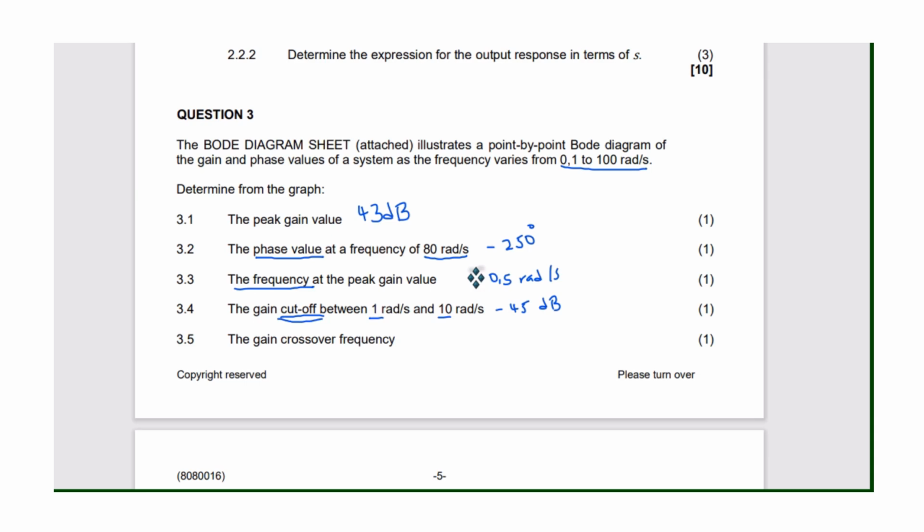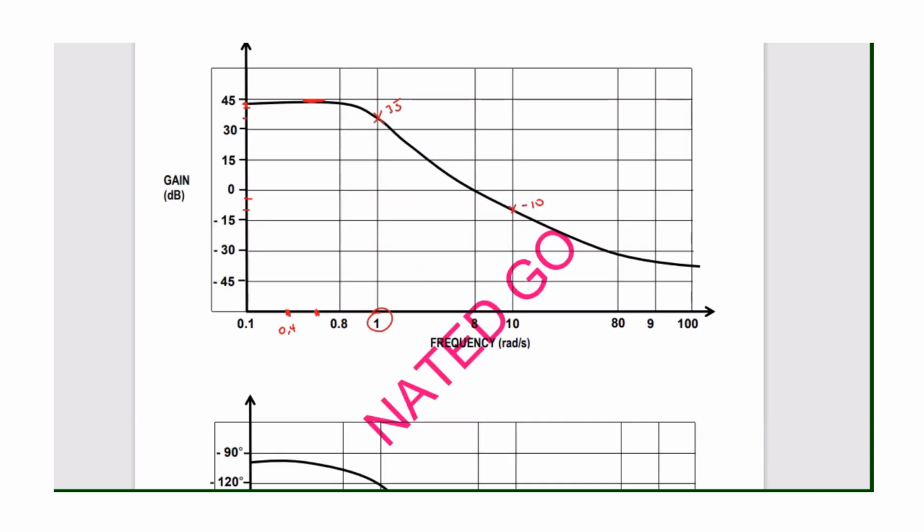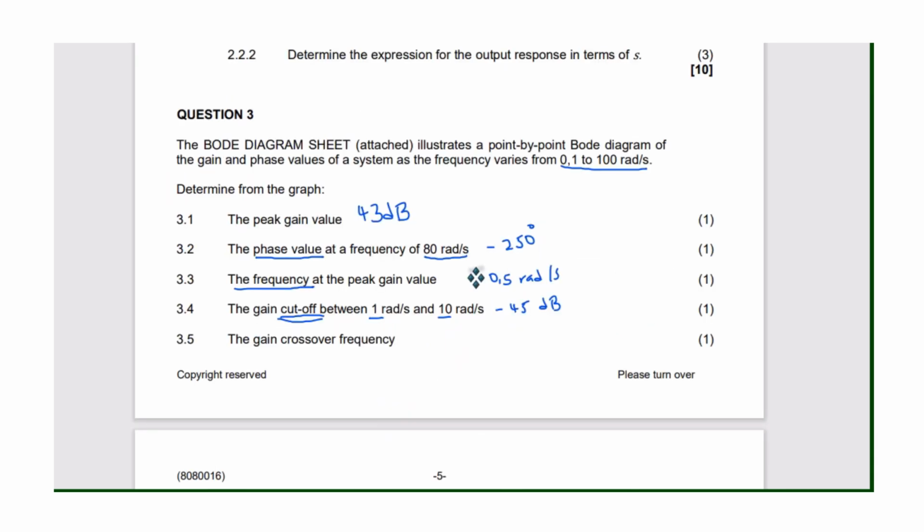You don't have to write the calculation. This is 1 mark. You don't have to show how you got it. But yeah, we got it because we said final value minus 10 minus initial 35.